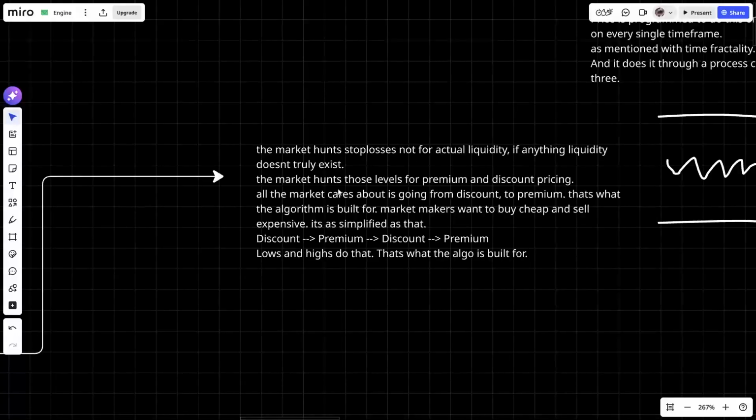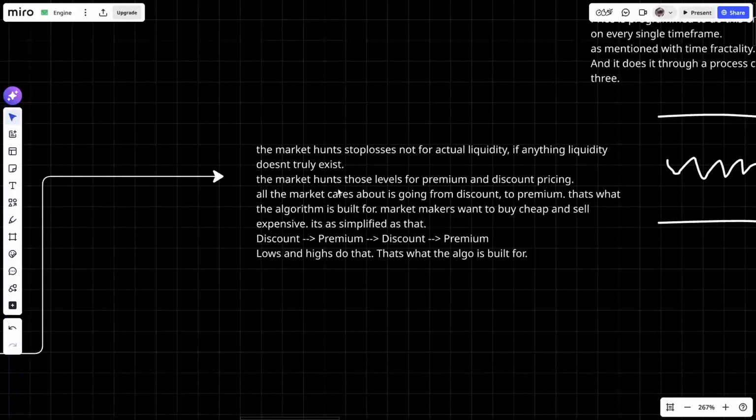ICT, when he first started talking about liquidity, he used liquidity as a metaphor for premium and discount. So when you refer to liquidity, it's way easier to understand and way easier to somewhat look for on the charts than premium and discount. It's just another metaphor for highs and lows and premium and discount.